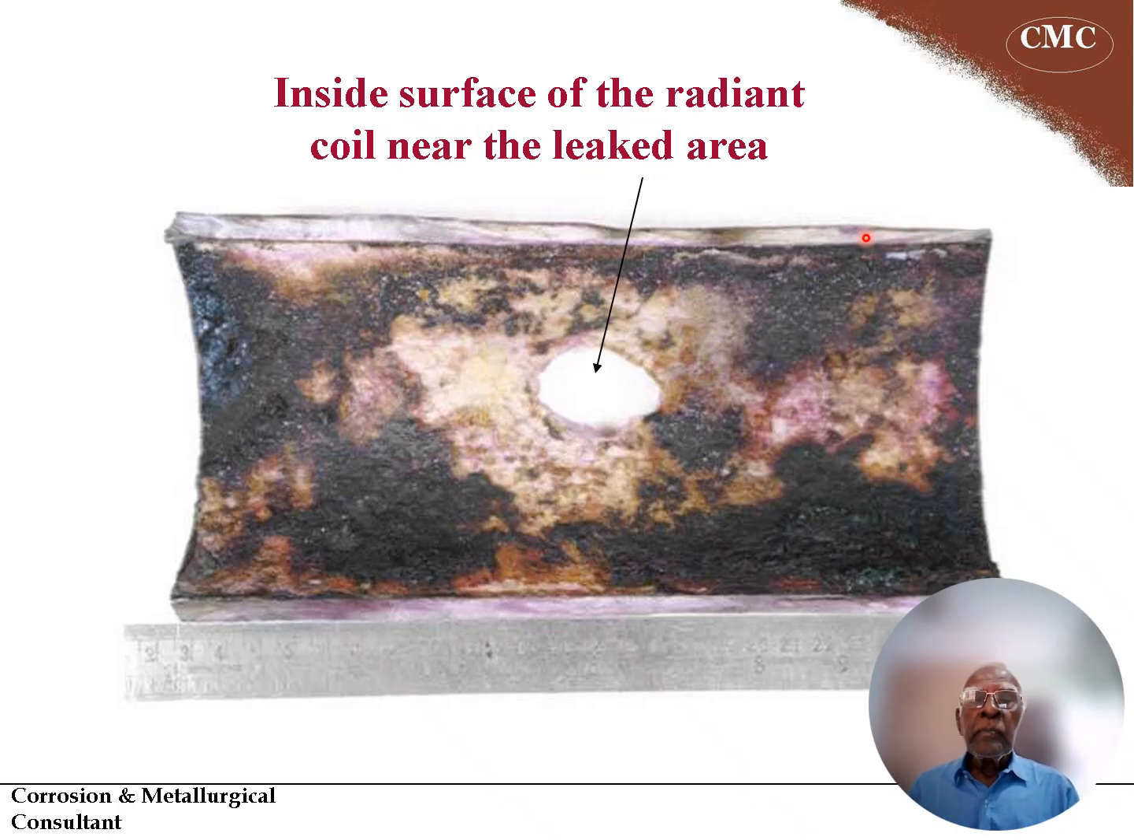This is the tube cross section, the wall section, and this is the coke deposition. The coke deposition breaks, holes form, and that reaction occurs, leading to pitting corrosion. Pitting corrosion, as you know, is defined as a localized, very strong corrosion.